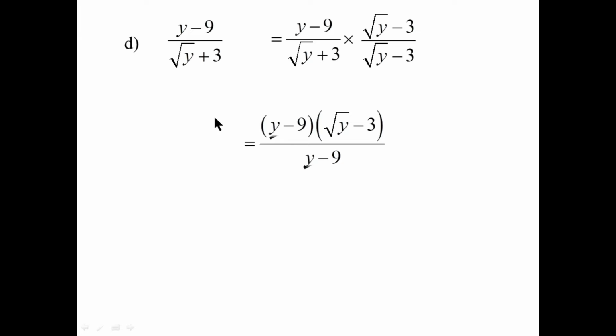And we notice we can do this. And we're left with an answer. Y minus 9 over root y plus 3 is equal to root y minus 3.